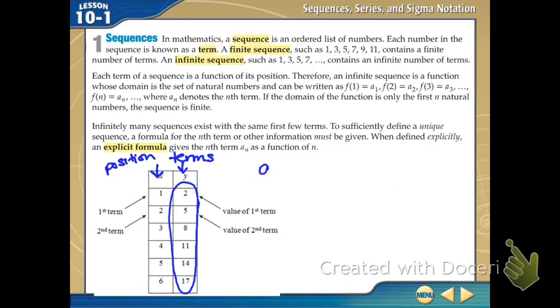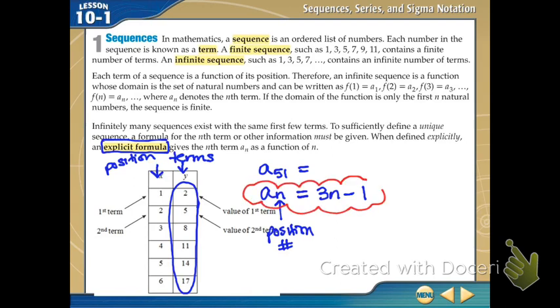So let's say I want to find the 51st term in this sequence. Well, I don't want to have to keep adding 3 a whole bunch of times. So my aim would be to find an explicit formula based on n, which is the position number. If I want the 51st position, what term would be there? In this case, it would be 3n minus 1. We'll get to how to actually find this explicit formula later, but I could find the 51st term by plugging 51 into this formula, and it should spit it out.